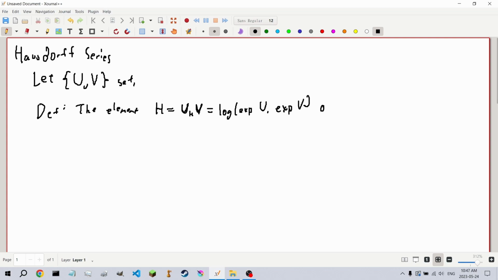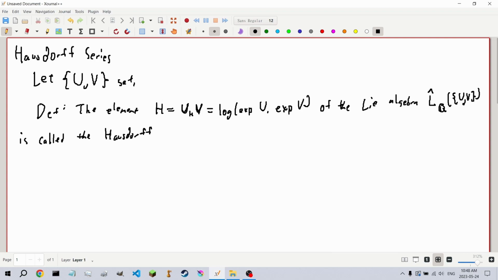This is of the Lie algebra. This is our L hat from before, over the rationals, free over our two item set, is called the Hausdorff series in the indeterminates u and v.